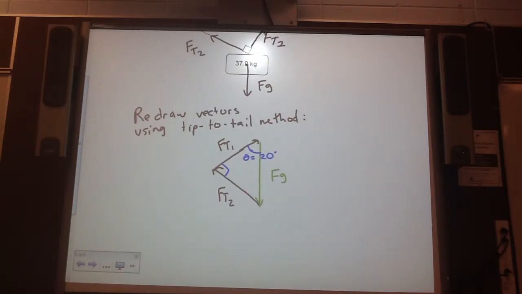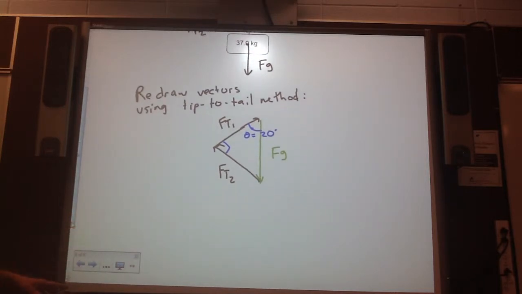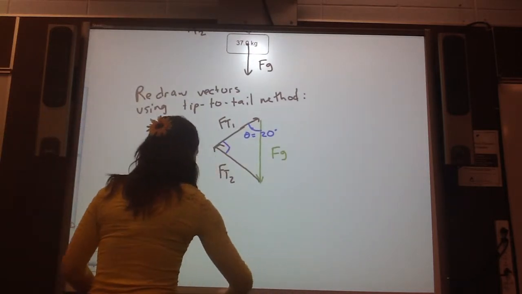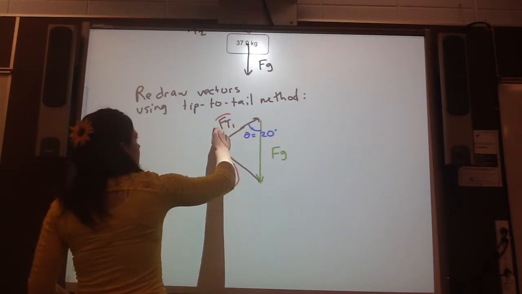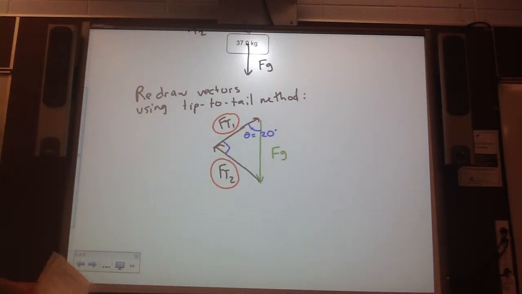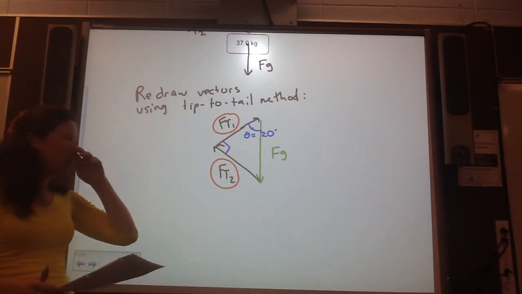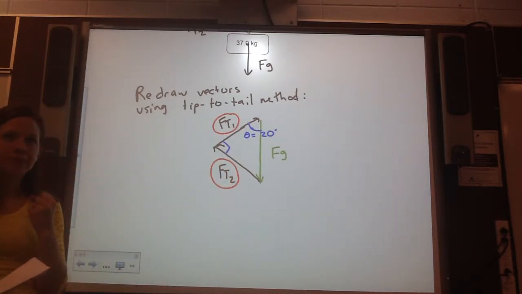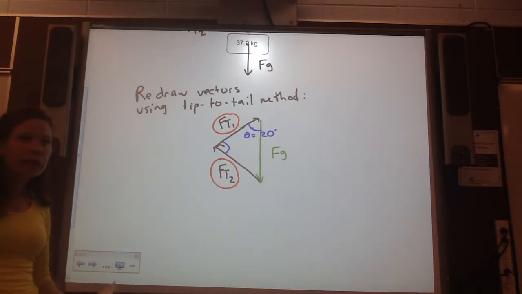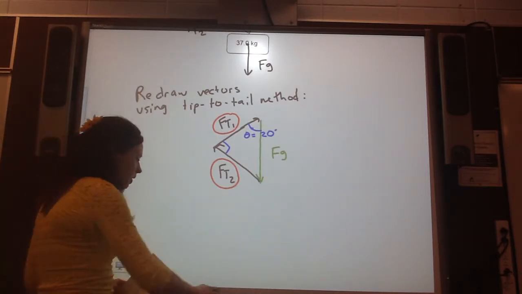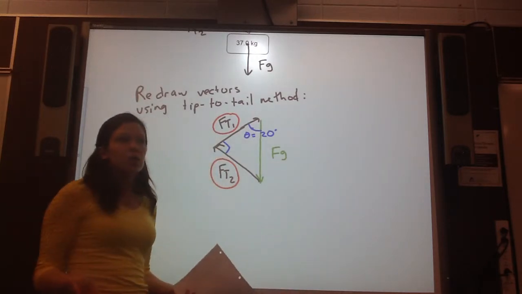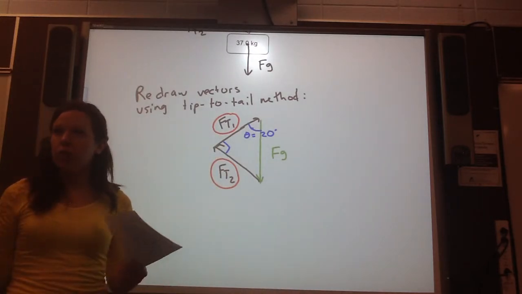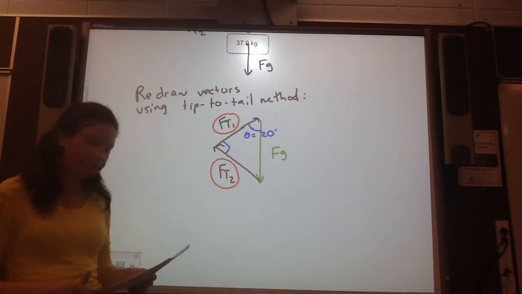Okay, so now we can work with that triangle to figure things out. The question's asking me to find FT2 and FT1. Well, all I have right now that I know about is my mass and the angle. So how can I figure this out? Yeah, I can find FG for sure using FG equals m times g. And then I can just use my trigonometry math to solve the other sides.